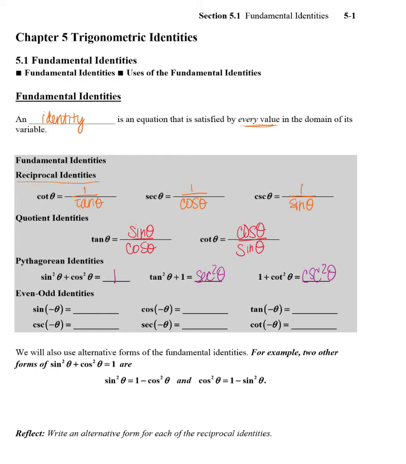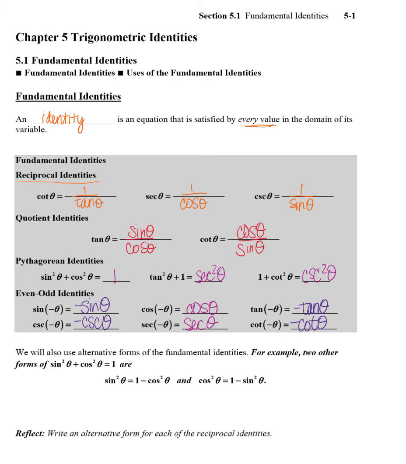And then we worked with even and odd identities back then, and also in chapter 4 when we were drawing the graphs. 4 of these functions are odd. Sine is odd, and so sine of negative theta is equal to negative sine of theta. Cosecant is also odd. And then tangent is odd. Plug in a negative theta, you get negative tangent theta, and so is cotangent. But then cosine and secant, those two are even. So they're even functions. Cosine of negative theta is cosine of theta, and secant of negative theta is secant of theta.